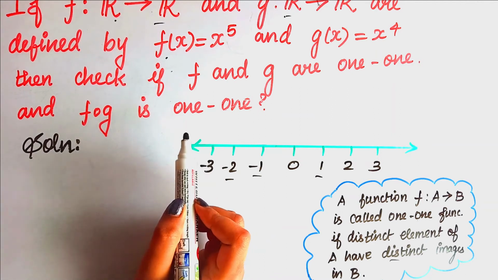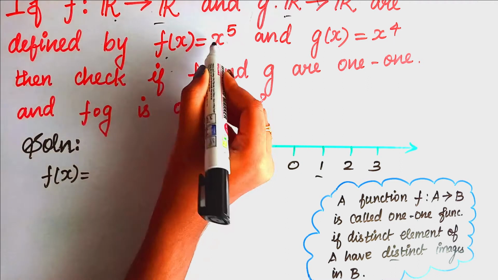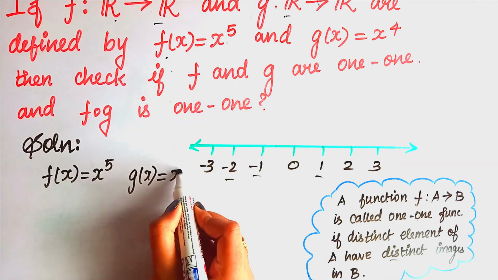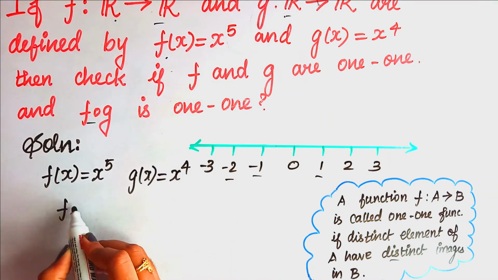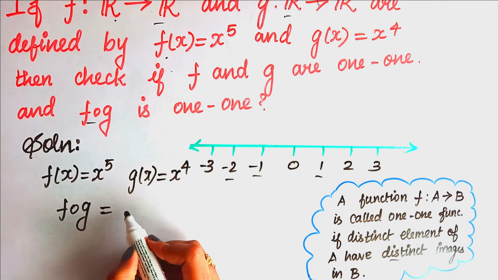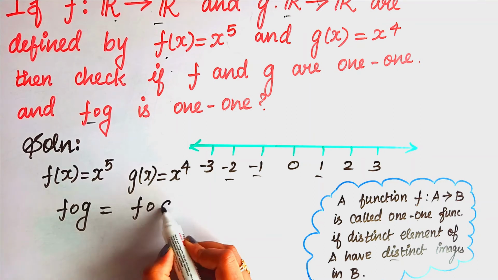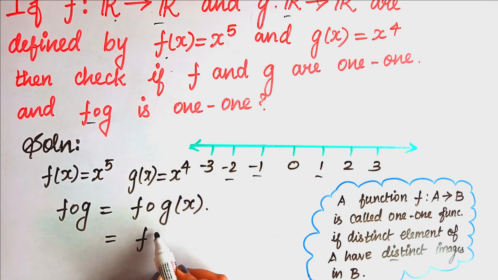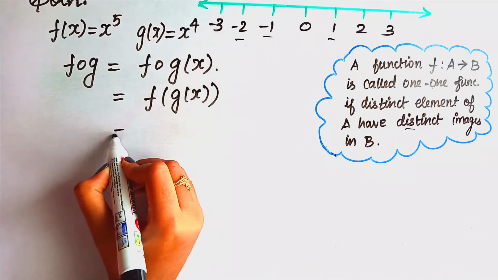So this is what we have to find. So first let's write the given part, which is f of x is equal to x power 5 and g of x is equal to x power 4. So this is our given part, and then we have to find f dot g. So f dot g, by the definition of composition of functions, you can write that as f dot g of x, and then again by the definition you can write it as f of g of x. So we know the value of g of x here, which is x power 4.